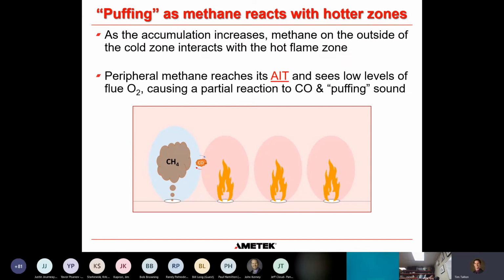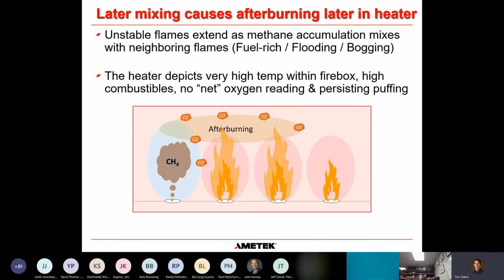And as the accumulation starts to interact with neighboring hot zones, that peripheral methane could reach its auto ignition temperature, and it could see the low levels of oxygen in the flue gas surrounding the flame to create partial reactions, and partial reactions causing that puffing sound. So that's really where methane starts to interact with the neighboring flames, and then over time you get this afterburning effect where the neighboring flames extend further.